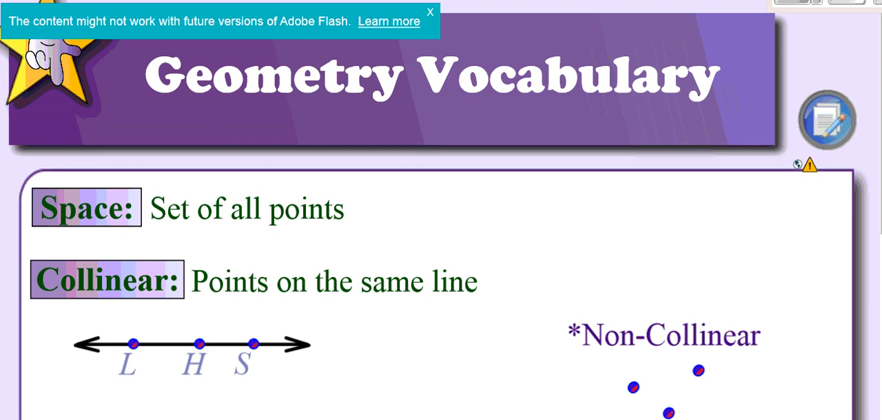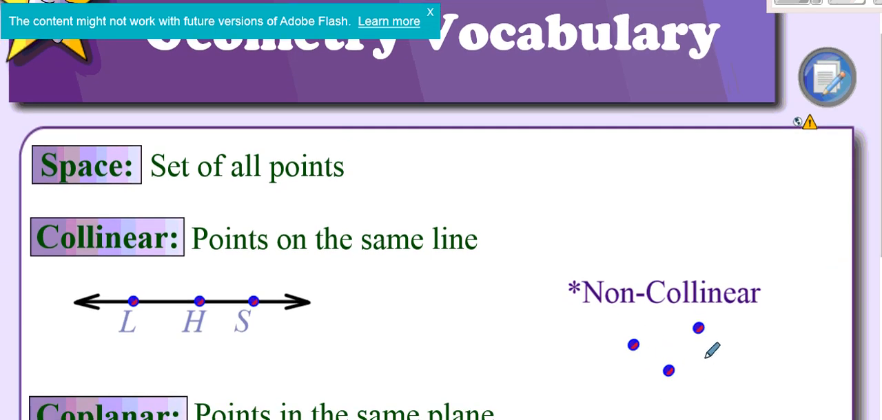Collinear, the word co just means with, like joint, together. Like co-captains means two captains together, they're both captains. Collinear means 2 points are on the same line, they're together on the same line. So co-linear means line. So here we have one line with 3 letters, LHS. They're all on that same line, so they are collinear.